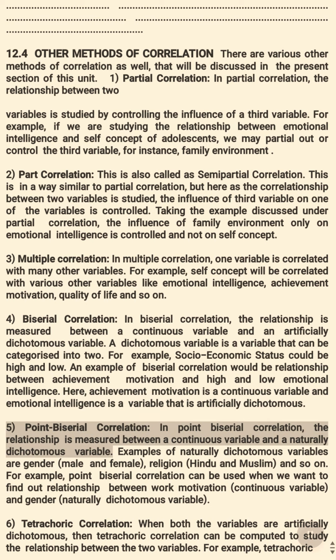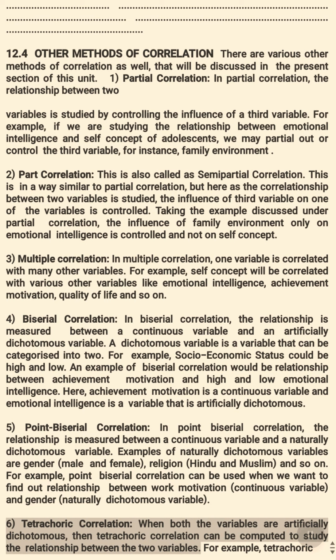5. Point biserial correlation. In point biserial correlation, the relationship is measured between a continuous variable and a naturally dichotomous variable. Examples of naturally dichotomous variables are gender, male and female, religion, Hindu and Muslim, and so on. For example, point biserial correlation can be used when we want to find out the relationship between work motivation, a continuous variable, and gender, a naturally dichotomous variable.